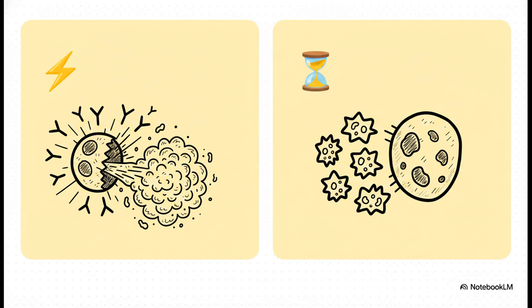On the totally opposite side is type 4 hypersensitivity. This is a delayed reaction. It usually takes around 48 hours to even show up. The crucial exam point here: type 4 does not involve antibodies at all. It relies purely on sensitized T cells secreting lymphokines, so organ rejection after an implant or a positive TB skin test, those are going to be your classic examples for type 4.